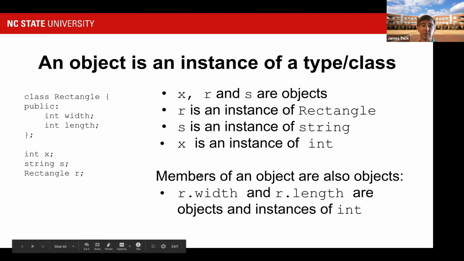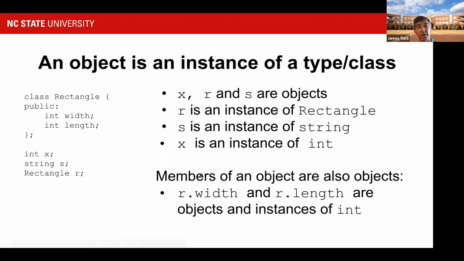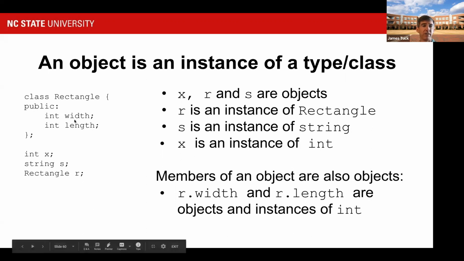Also, it's worth pointing out that members of an object can also be objects. And so in this more liberal definition where I say anything that takes up memory is an object, then integers also take up memory, and integers are also objects. And so that means that width and length inside of R are also objects. So r.width and r.length are objects, and they're instances of int.